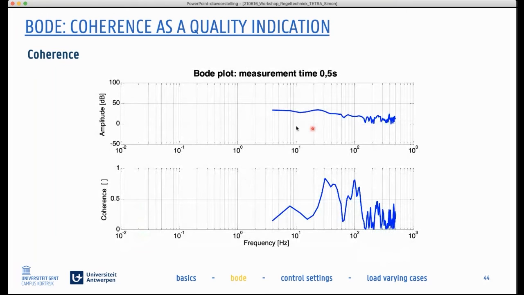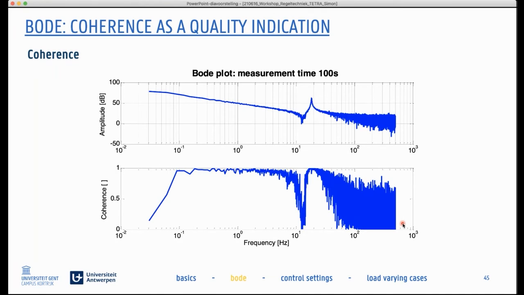let's go one step further here. Measurement time 0.5 seconds. Maybe the Bode was okay, but if we saw the coherence, we immediately knew this is not a good measurement. We need to increase the measurement time. If we do this increase, we see much better coherence. Low coherence at high frequencies, typical. Low coherence at anti-resonance, also typical.